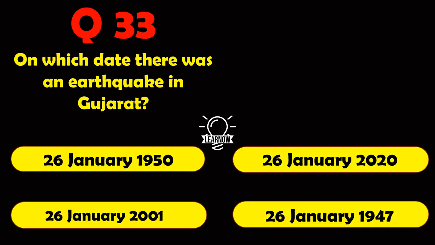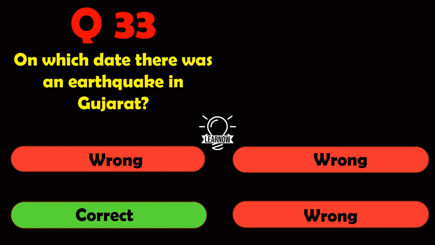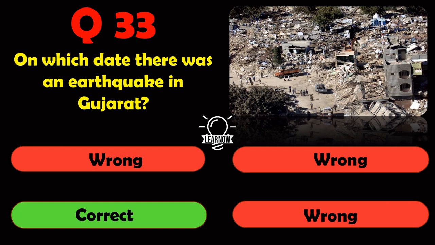Next question, question number 33. The question is, on which date was there an earthquake in Gujarat? So we have to tell the date on which there was an earthquake in Gujarat. So is it 26th January 1950? No, it is the wrong answer. Was it 26th January 2020 then? No, it is also wrong. So was it 26th January 1947? It is also wrong. So that means we are left with one option, that is 26th January 2001, which is the correct answer. So in the chapter When the Earth Shook, we talked about a natural disaster, that is an earthquake in Gujarat on 26th January 2001.